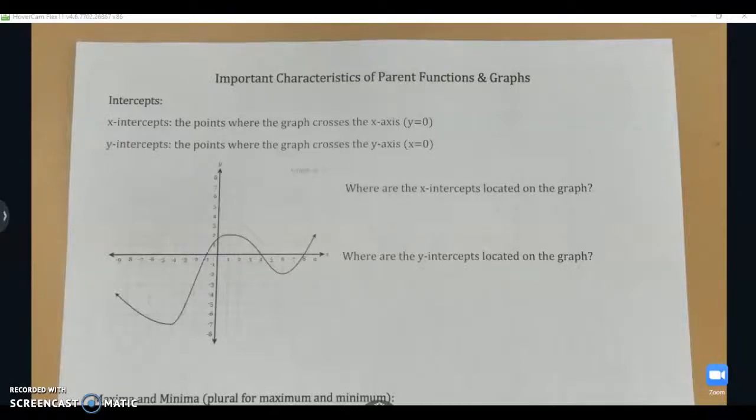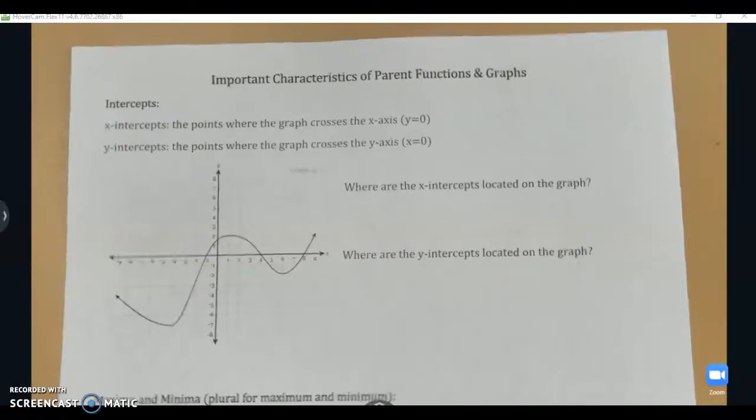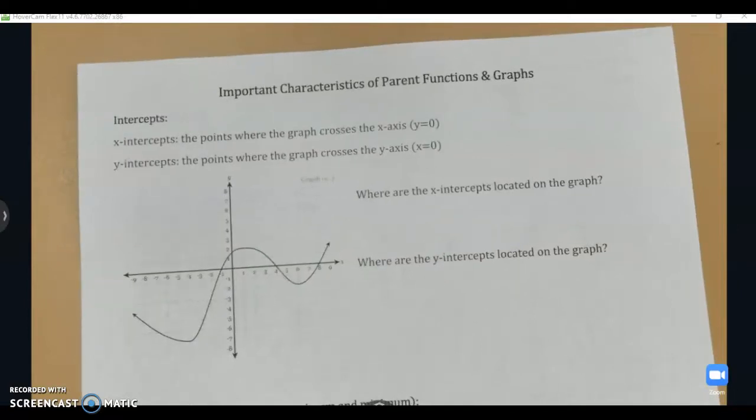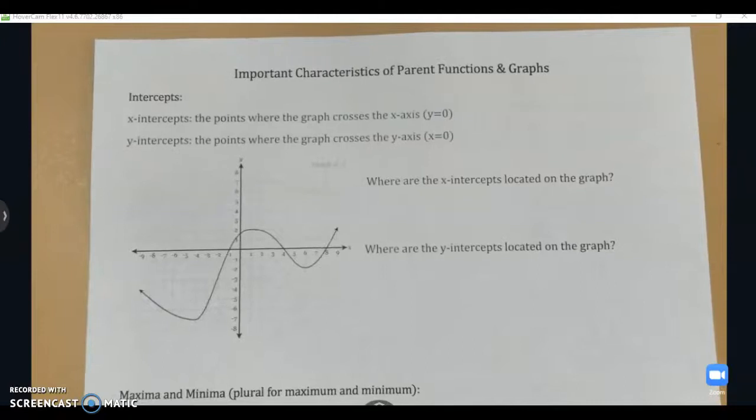Important characteristics of parent functions and graphs. Some of these you should be familiar with, some of them might look new to you. Intercepts is one you should be familiar with. Our x-intercepts are when the graph crosses the x-axis, which means our y-coordinate is 0. And our y-intercepts are where the graph crosses the y-axis and when our x-coordinate is 0.